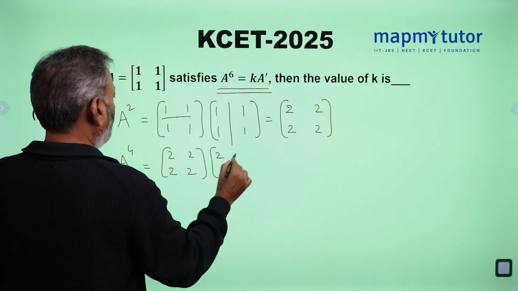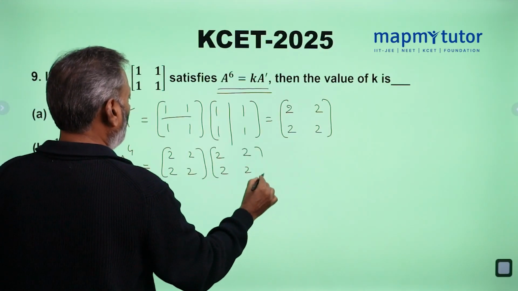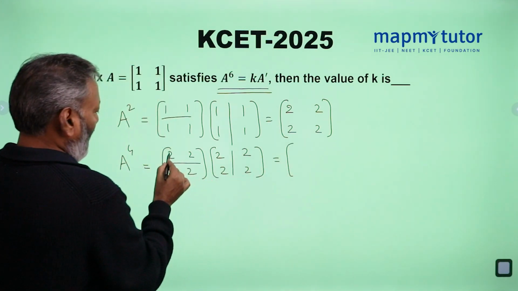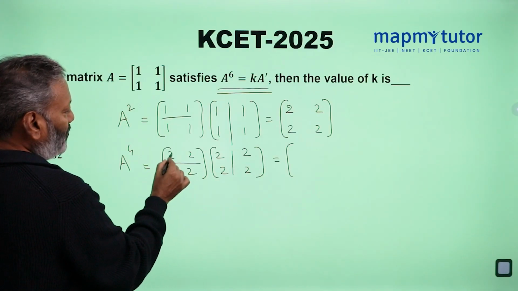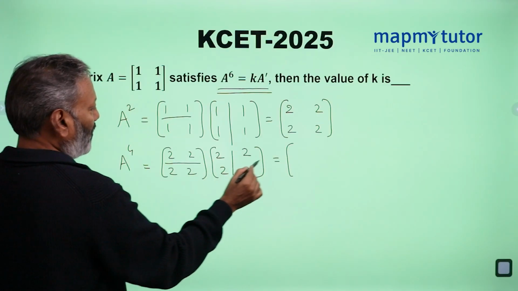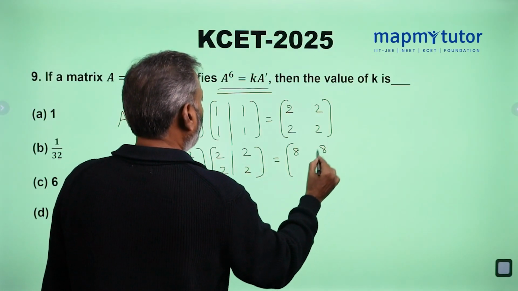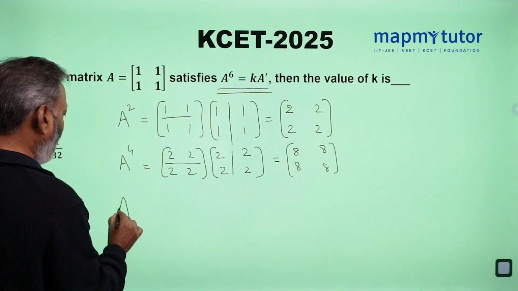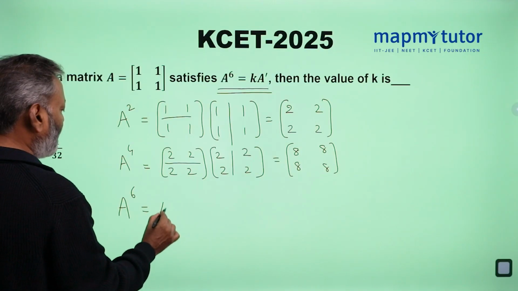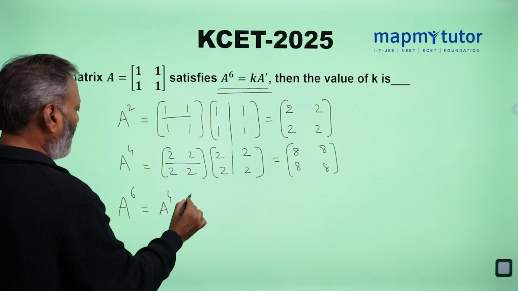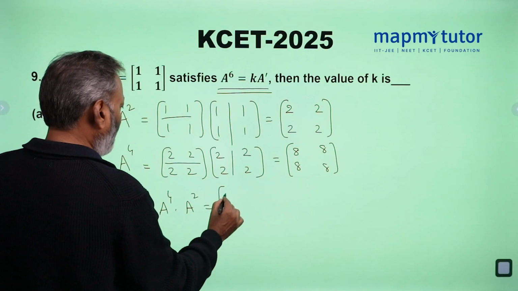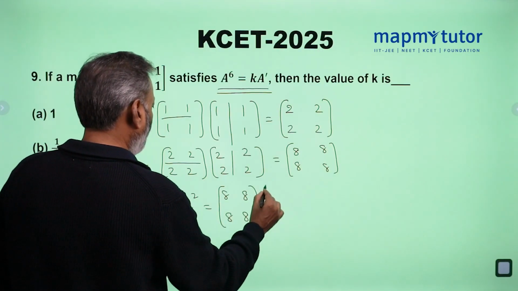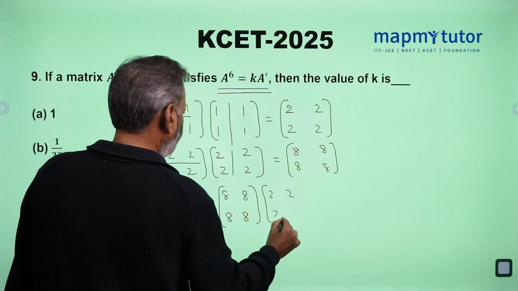And then 2, 2, 2, 2. Again, row by column method. Just calculate first row, first column, enough. 2 into 2, 4 plus 4, 8. No need to calculate the remaining elements. You can write the same. Now, finally, I need A power 6. A power 6 is nothing but A power 4 times A square. A power 4 is already there, and A square is also there.